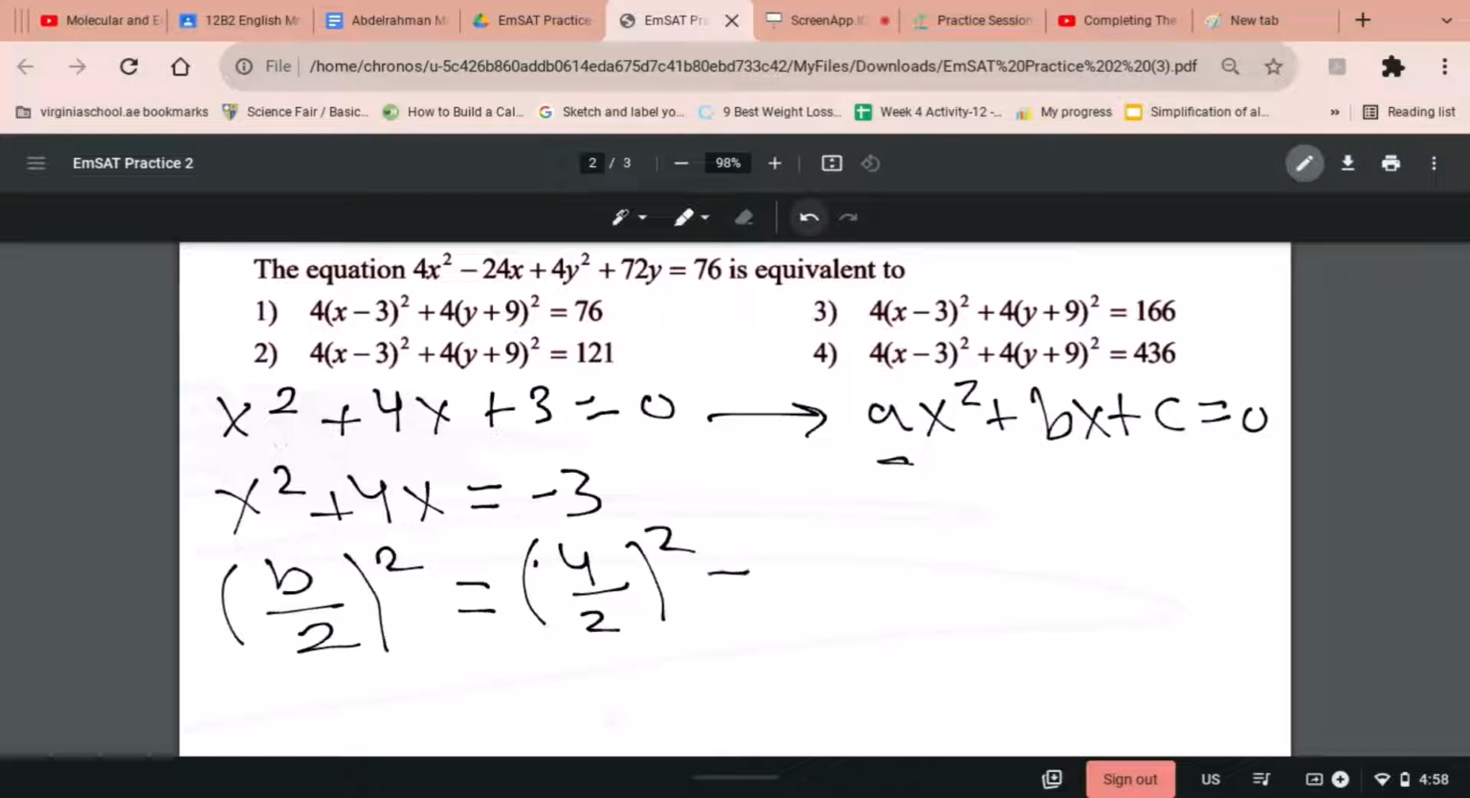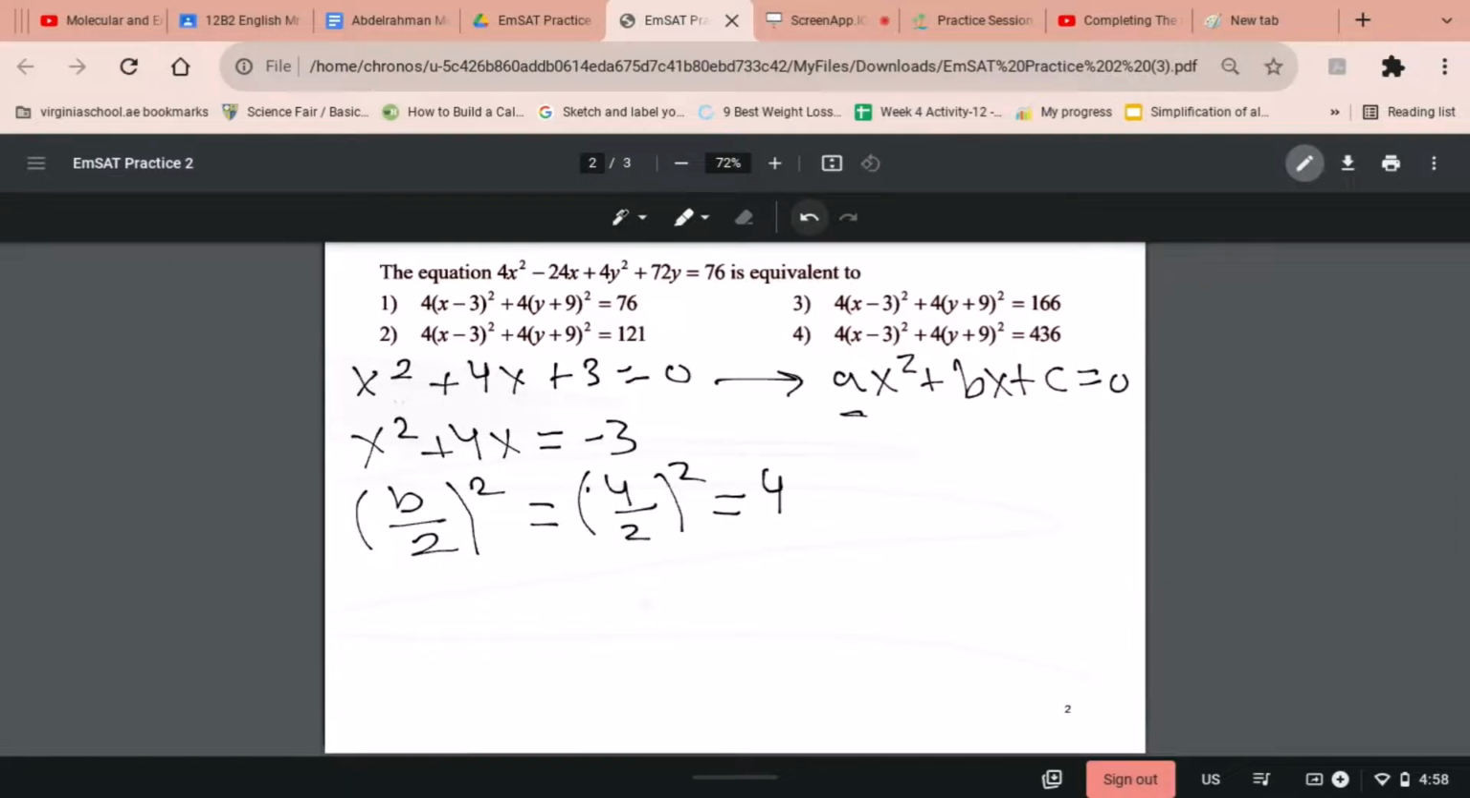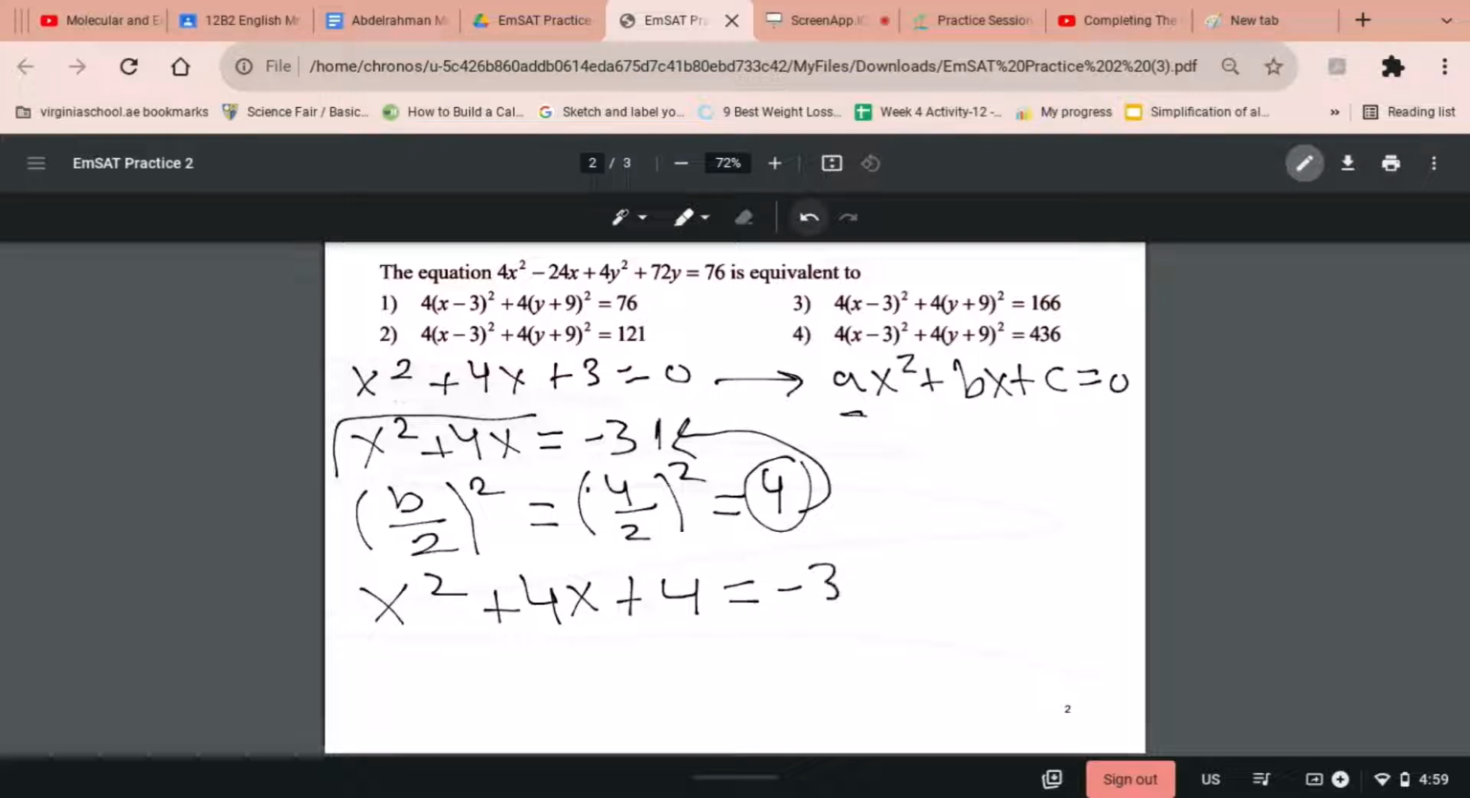So 4 over 2 is 2, and 2 squared is 4. So we got this 4. So how to input this 4 into this expression? We say x squared plus 4x, and we add the 4 to both sides. This 4 we add to this side and this side. So x squared plus 4x plus 4 equal to -3 plus 4.